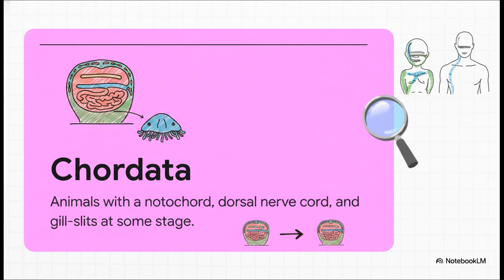Now, the crucial thing to remember here is that you don't actually need to keep these as an adult to be a chordate. In most higher vertebrates, the notochord either disappears or gets heavily modified, and those gill slits are completely lost once we develop lungs. But structurally speaking, this is the original blueprint.